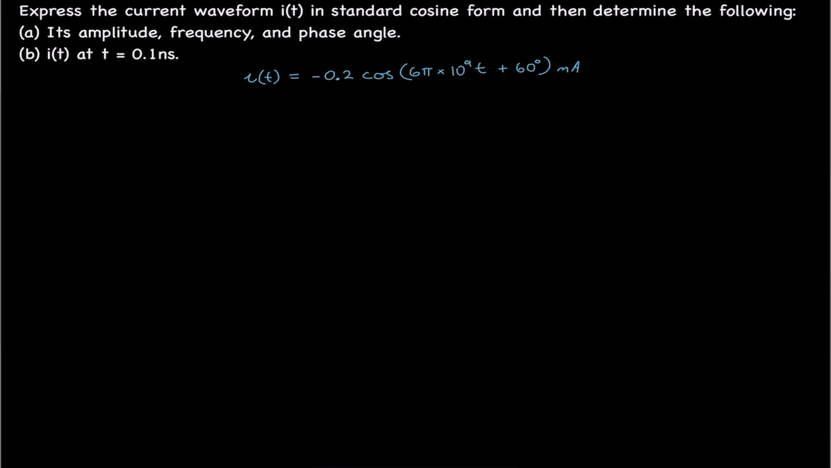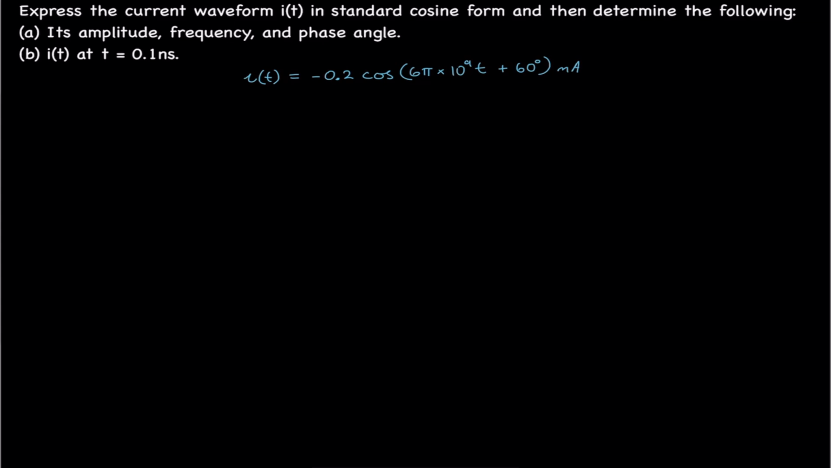Welcome back. In today's video, we're asked to (A) express the current waveform i(t) in standard cosine and then determine its amplitude, frequency, and phase angle, and (B) evaluate it at 0.1 nanoseconds.